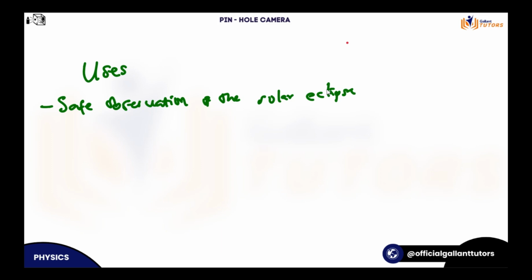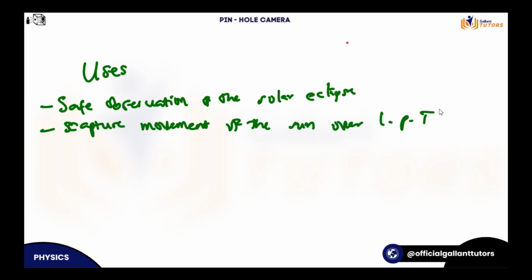since it requires long exposure, we can actually use that, right? Also, it's actually used to capture the movement of the sun over a longer period of time, right? So to capture the movement of the sun over a long period of time.